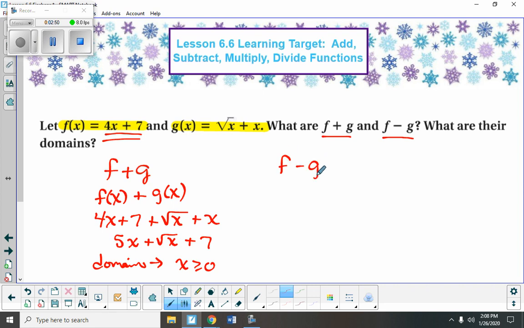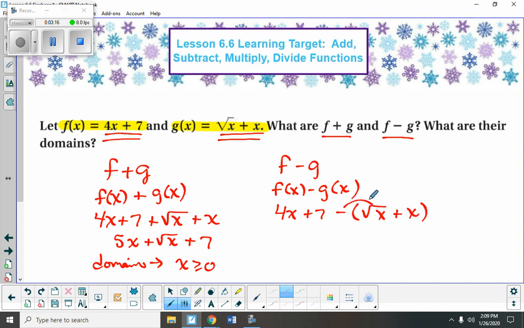f minus g means f of x minus g of x. So f of x is 4x plus 7 minus g of x. Now here we do have to be a little bit careful, because whatever g of x is, we want to subtract the whole thing. So I'm going to put parentheses around that. Let me go back here. Square root of x plus x. And since we're subtracting the whole thing, you want to distribute the negative through. So minus the square root of x minus x. So that gives us 4x minus x, which is 3x, minus the square root of x plus 7.